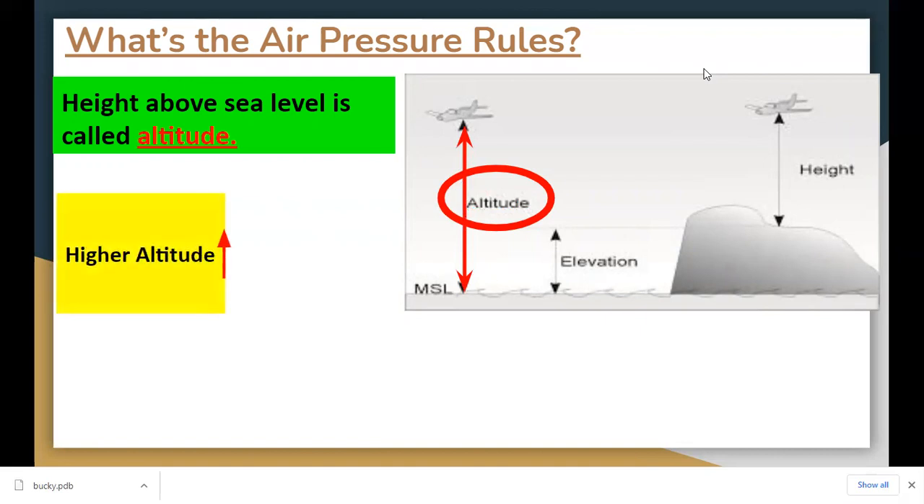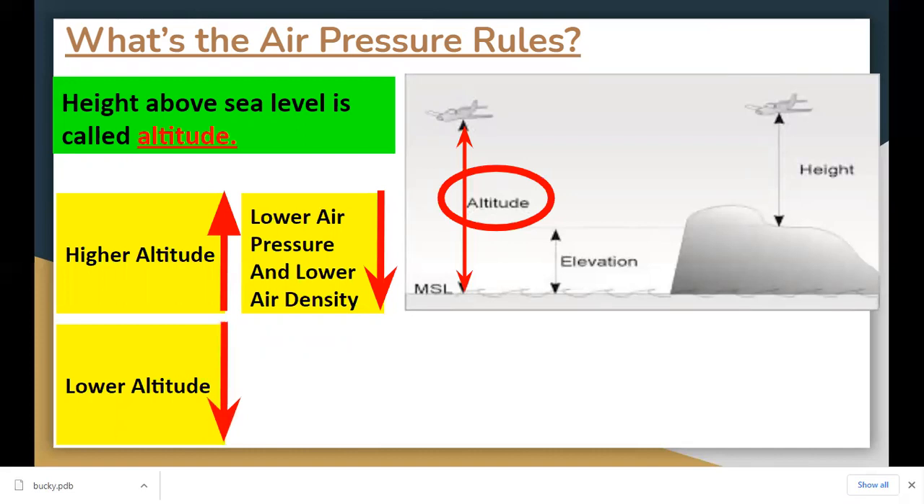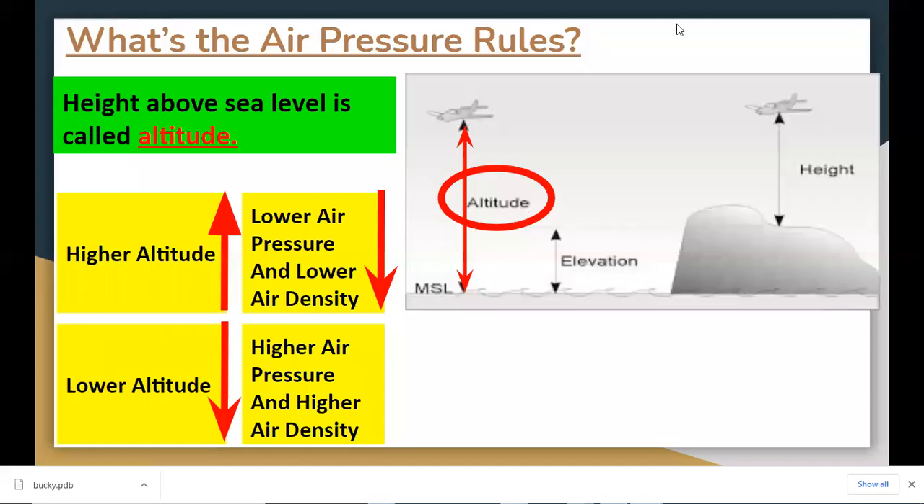So the higher the altitude, what do you think that means about air pressure? The higher you go up, the lower the air pressure and the lower the air density. Less molecules up high. They're not as crunched together. Lower altitude means what? Higher air pressure and higher air density. The molecules get more squished together. So these are the rules that you're going to want to remember right here.